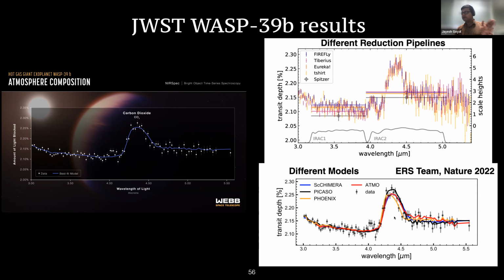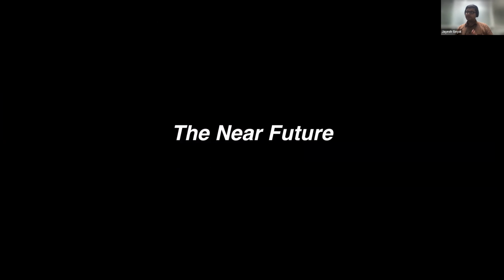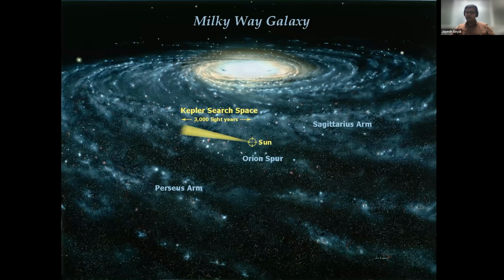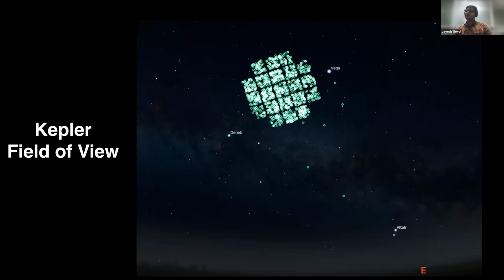Now more such results will come as we move ahead, because most of the planets that we have detected among the 5,000 are from Kepler. That is considered one part of the Milky Way. Like as our sun is here, we were looking at one part of the Milky Way. All this is still unexplored. I'm showing you the Kepler field of view, which you can see at night. Most of the exoplanets lie there.